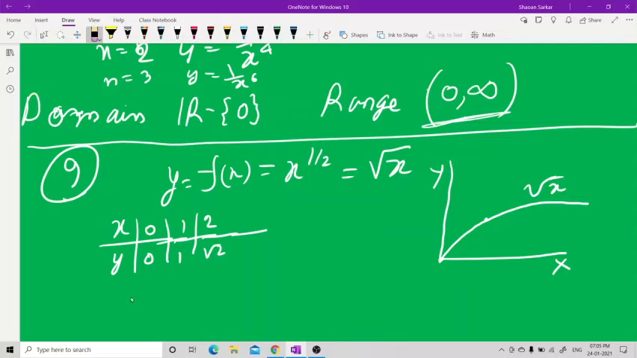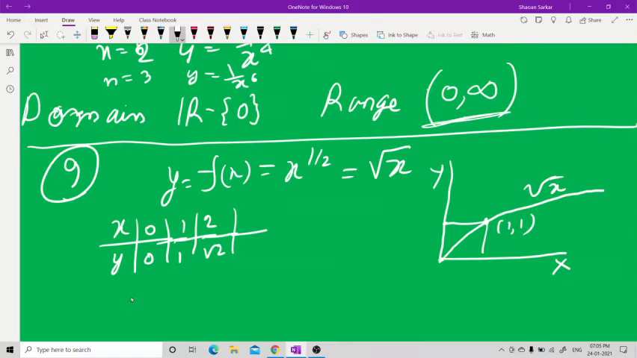Wait, I made a little mistake here. Wait, let me draw it this way. This way it will go. This is your under root. This is your point 1 comma 1. So this is the way you will have to do it. Fine, the plotting.